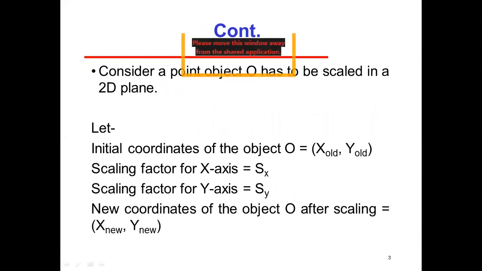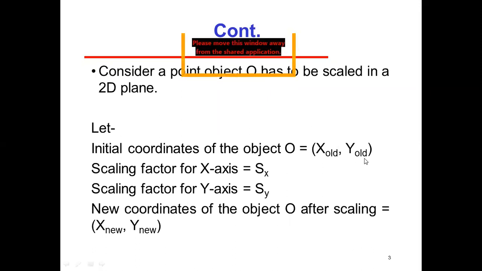Consider a point object O to be scaled in a 2D plane. Now we are considering again the 2D XY plane. Now we have an object, and suppose the initial point O is already given. We must be aware of the initial coordinates. So the initial coordinates of the object are x old, y old.